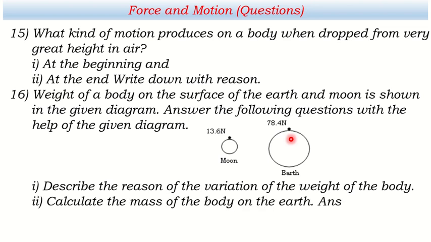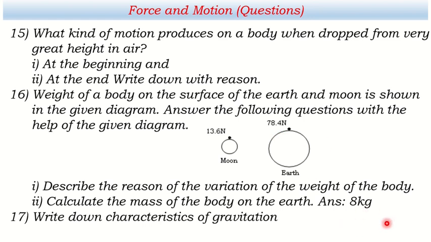And next question, calculate the mass of the body on the earth. Look at this. This is weight, 78.4 Newton is given. We are using W equal to mg. I want to give you a hint. W equal to mg, and you have to calculate what? m, mass, and it comes to 8 kilogram. Now next, write down the characteristics of gravitation.